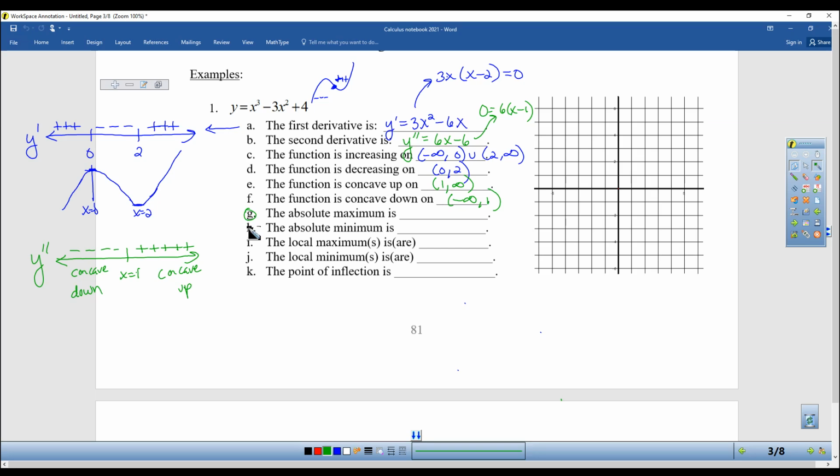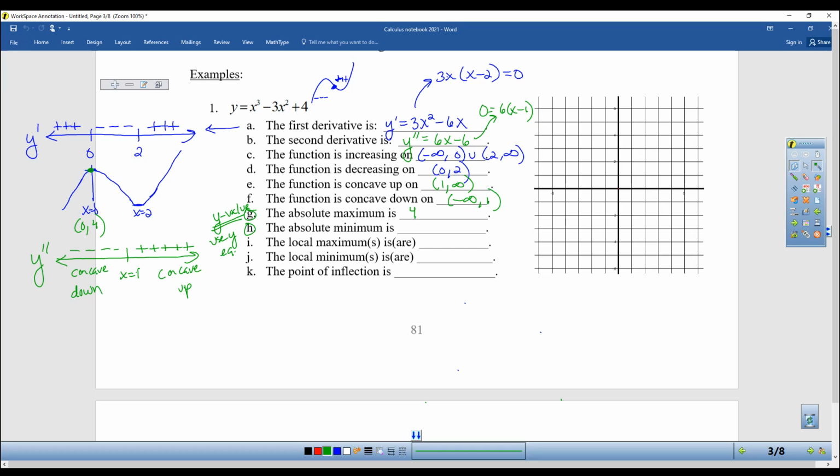Now, this is a place where people go wrong. You really want just the y value. Don't tell me the point. The absolute maximum means how high does the graph reach? I know it happens at x is equal to 0, but I want the y value. So whenever you want a y value, use the y equation. So when x is 0, I plug a 0 into the y equation and I get 4. So the absolute maximum is going to be 4.